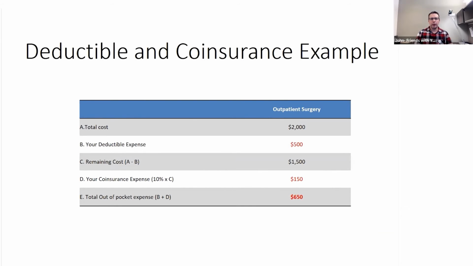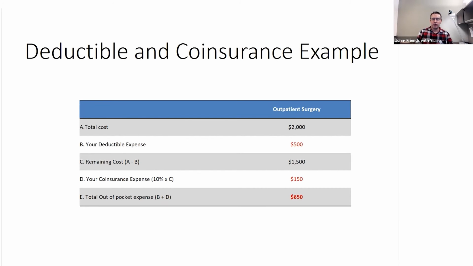So if we take a look, we have a deductible and coinsurance example. Let's say you happen to go for some outpatient surgery, and the cost from the doctor is $2,000 for that surgical visit. So $2,000 is the starting point. And let's also assume you haven't satisfied your deductible yet, and it's only yourself that you're covering on your health insurance plan. So you're responsible for the first $500 of expenses. So your liability is $500, but once that's satisfied, there's a remaining cost. So we do the $2,000 minus the $500, and there's $1,500 left over.